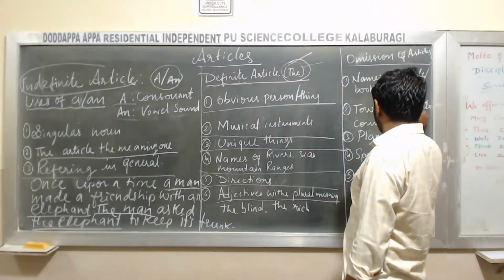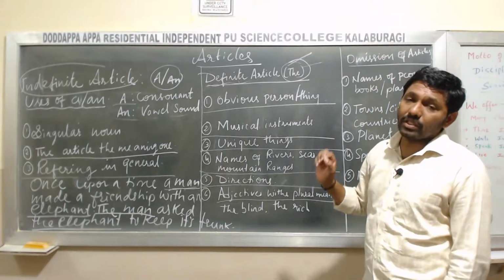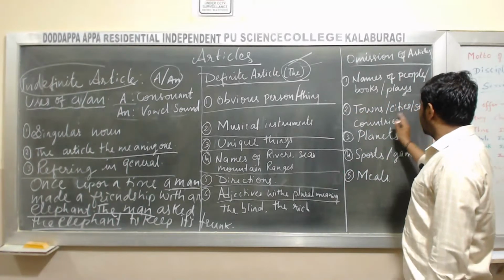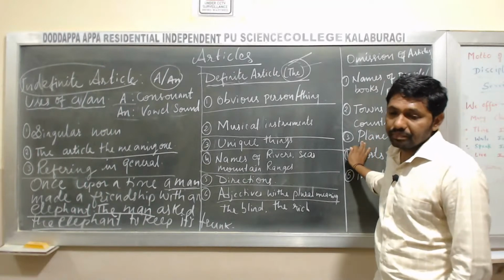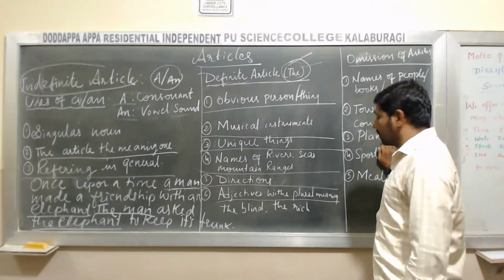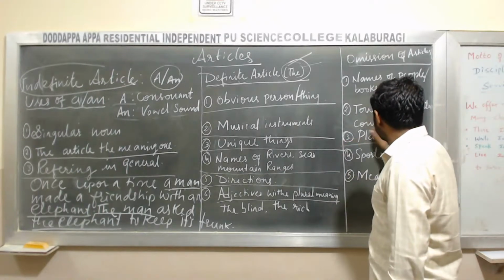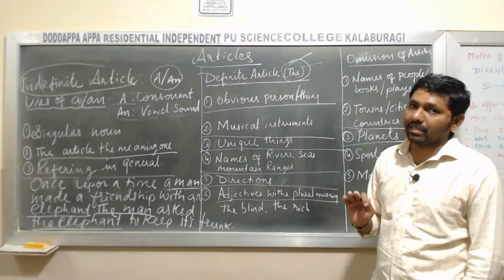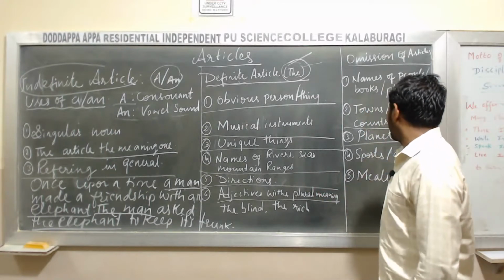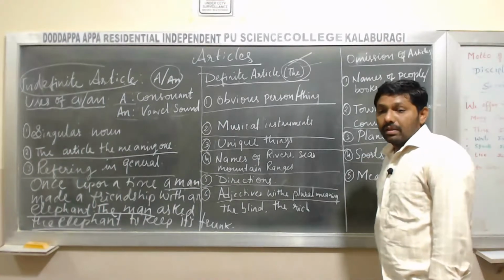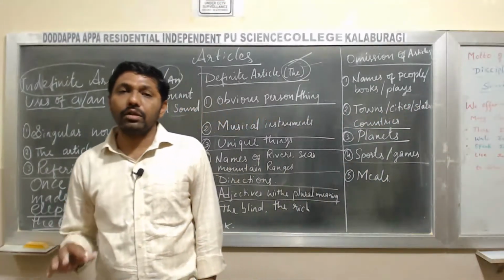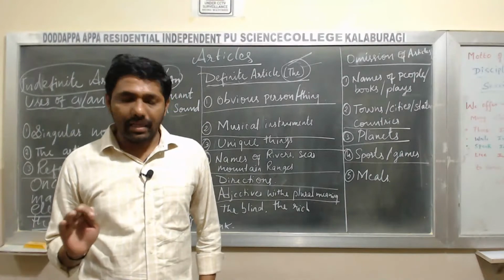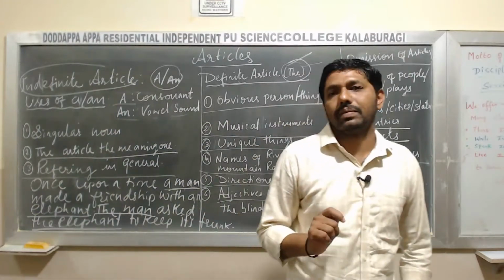For cities, towns, and states like Karnataka, no article should be used. With the planets, we should not use the or any article. We should keep in mind Mars, Jupiter, not the Mars, the Jupiter. No article is used with planets. With the names of sports or games, we should not use any articles, like hockey, football. He is good at hockey. You should not say the hockey.